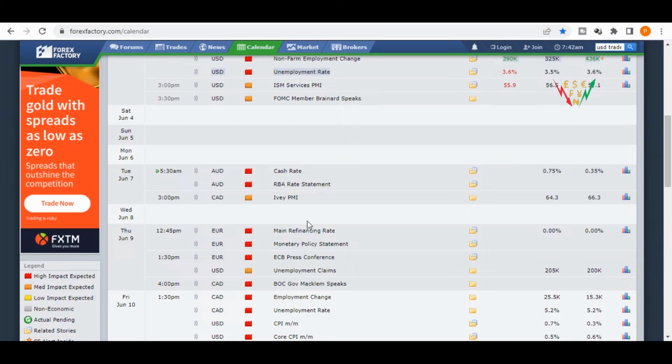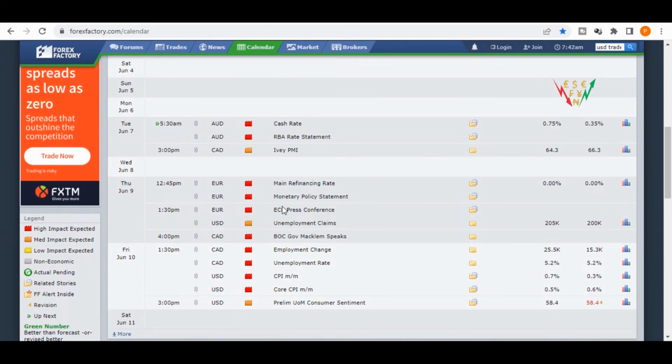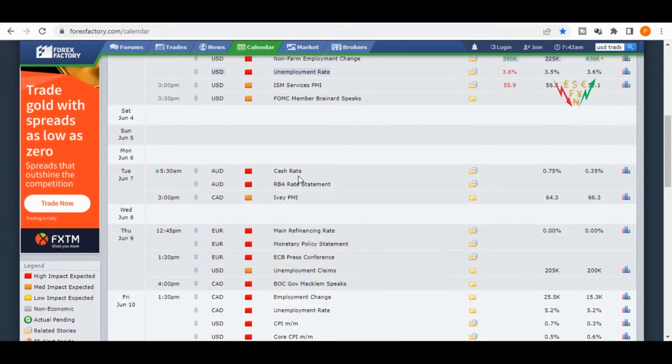Other news that we should be looking at for next week that may influence the volatility of the market: this is the Canadian dollar employment change. For this, we just have two figures here, the previous and the forecast. There's nothing yet, but the ones in red are high impact news and the ones in yellow are medium impact news. Also from the eurozone, the ECB will be reviewing interest rates on June 9th.